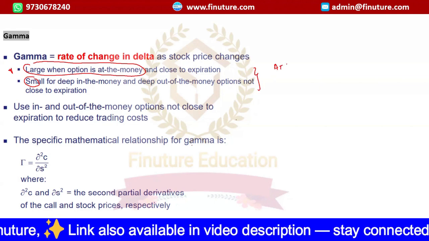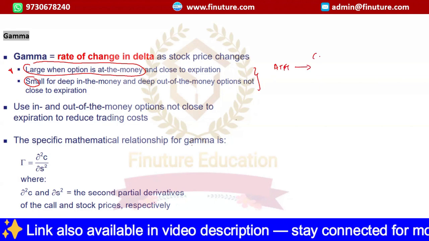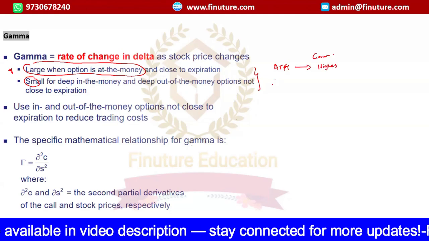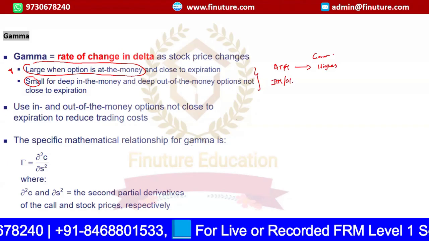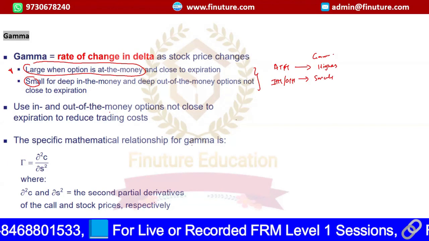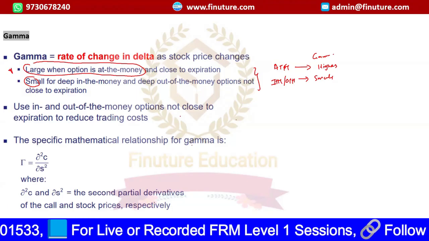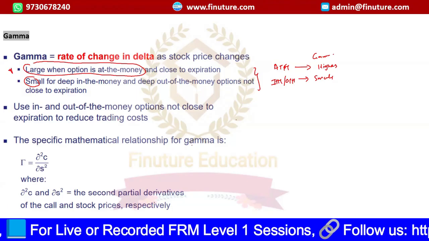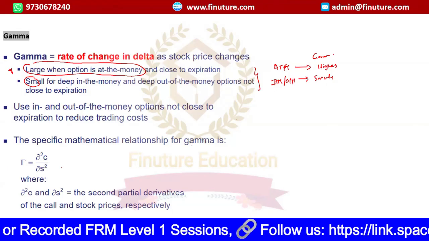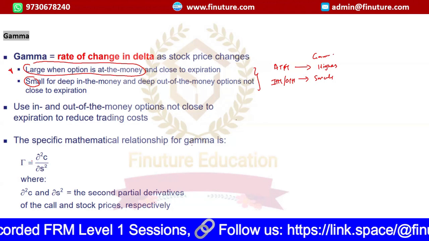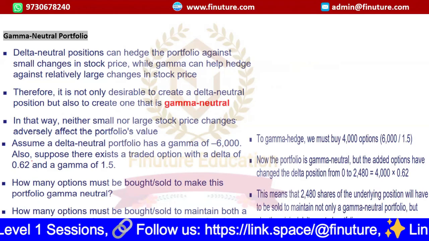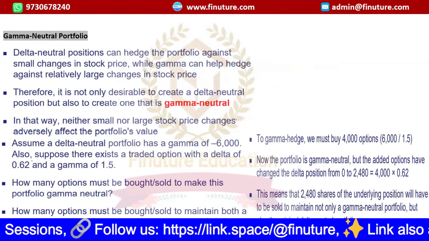For at the money, gamma is highest, and for in the money or out of the money, gamma is small or lowest. Use in the money or out of the money options, not too close to expiry, to reduce the trading cost. If you use out of the money options, it will reduce your cost. And the gamma formula we already saw here. Now this is the most important thing from this chapter, so just be very attentive.